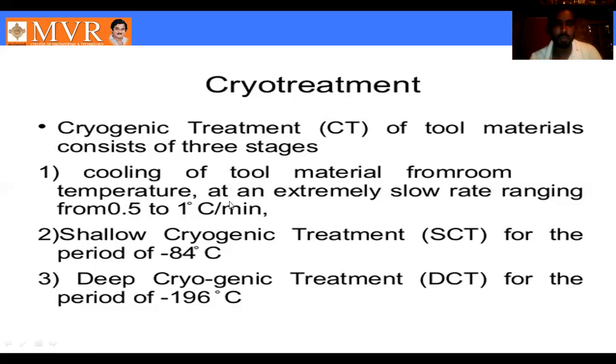So that is the first one, the cryogenic heat treatment process, 0.5 to 1 degree centigrade per minute. In the shallow cryogenic heat treatment process, we are cooling the tool material to minus 84 degrees centigrade. Next is the deep cryogenic heat treatment process, DCT, for the period of minus 196 degrees centigrade onwards. We're cooling the tool material. So that is the cooling procedure. These are the three stages of the cryogenic heat treatment procedure.